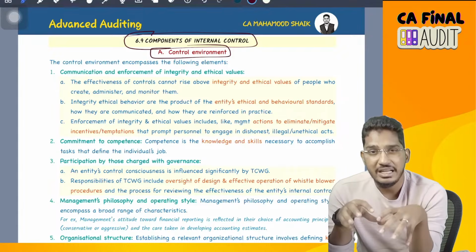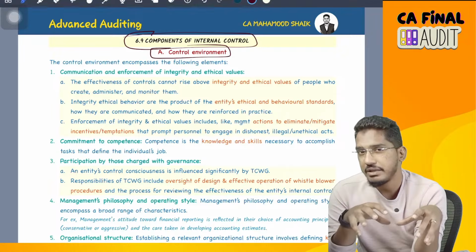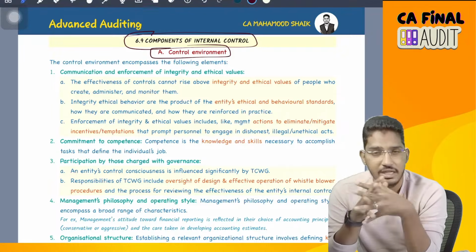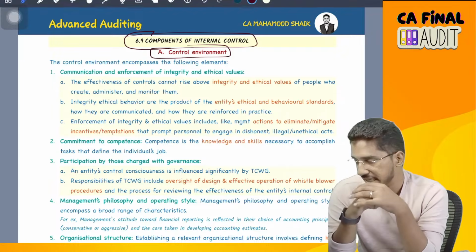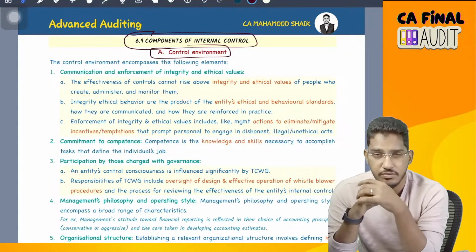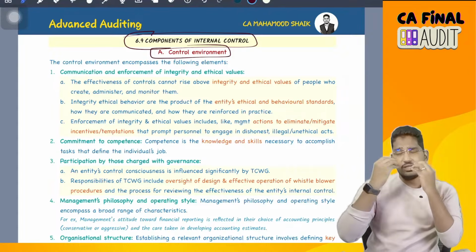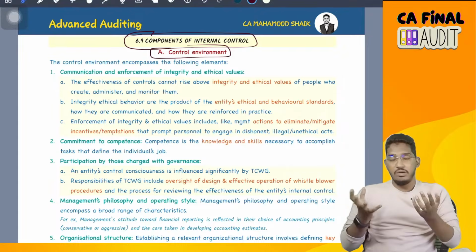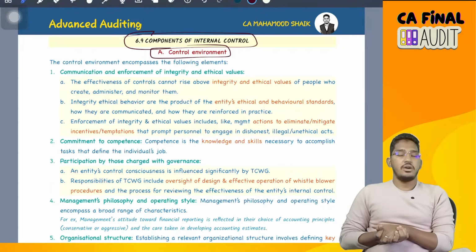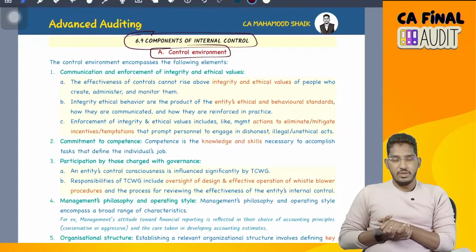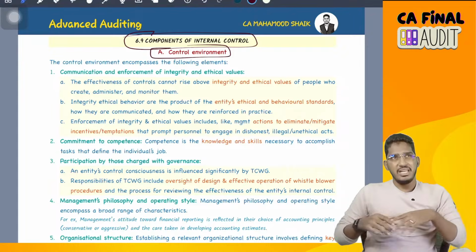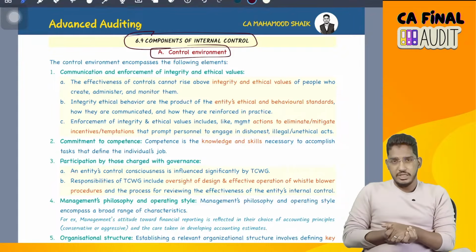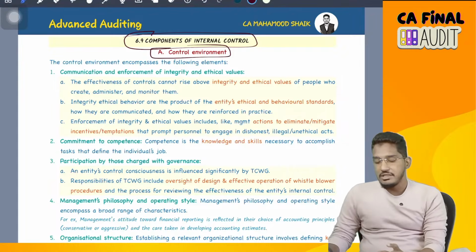Unless and until I create a culture of honesty and ethical behavior in the organization, unless and until I have a good culture in my organization, can you expect the controls in my organization to work effectively? No matter how many systems I decide, no matter how many people I recruit, no matter how many experts I involve, if I don't have a good culture of ethical behavior in the organization, will I be able to implement? Will my internal controls produce their objectives? Definitely not. So that is the first stage.